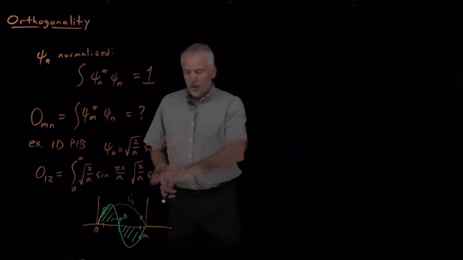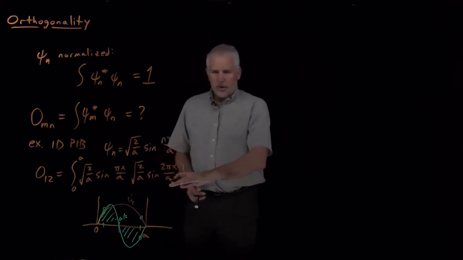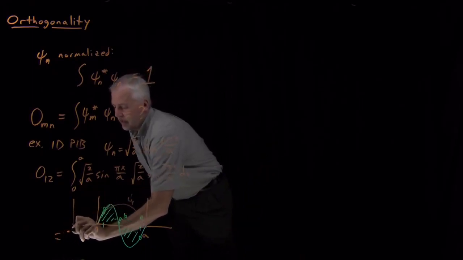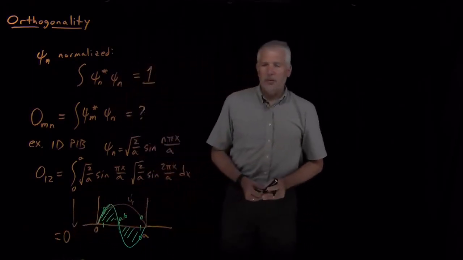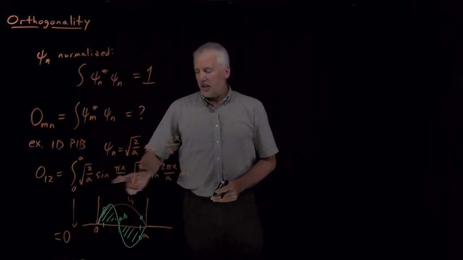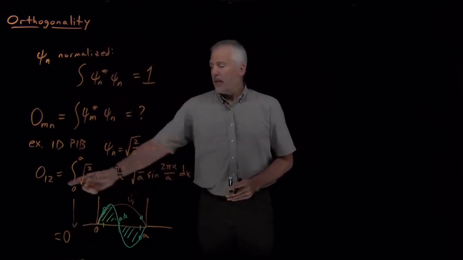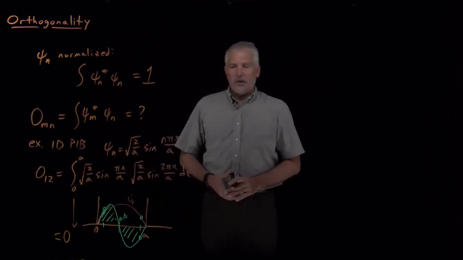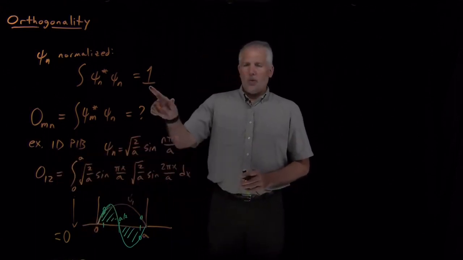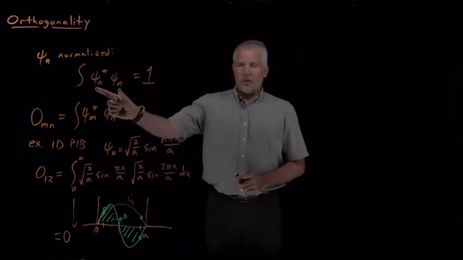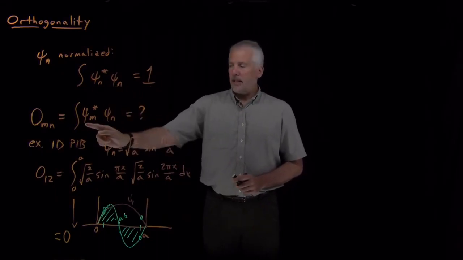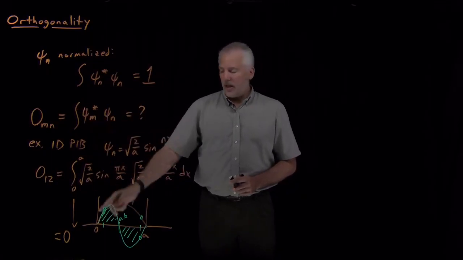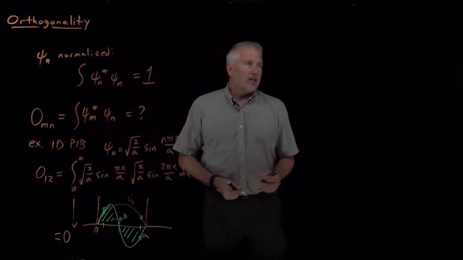So whether we do it with actual trig and integration, or we observe the symmetry of the problem and use that to see that this integral has to come out equal to 0, this overlap integral, this O sub 1,2, is going to have the value of 0. So not 1, like for the normalized wave function multiplied by itself. When I take these two different wave functions, multiply them together and integrate, what I get is 0.